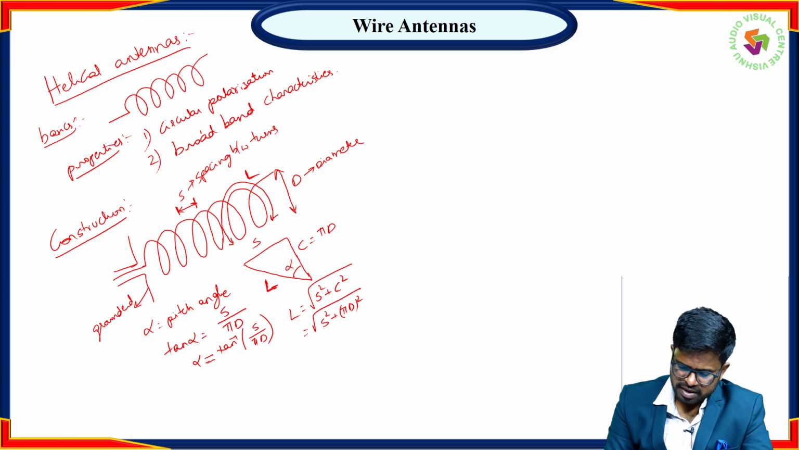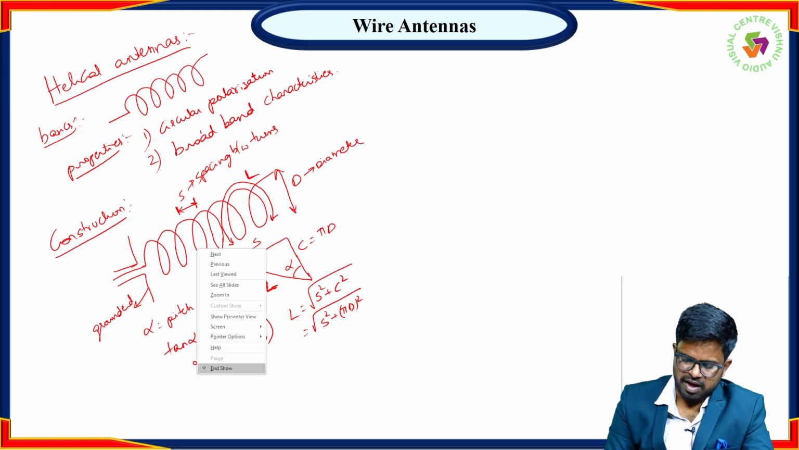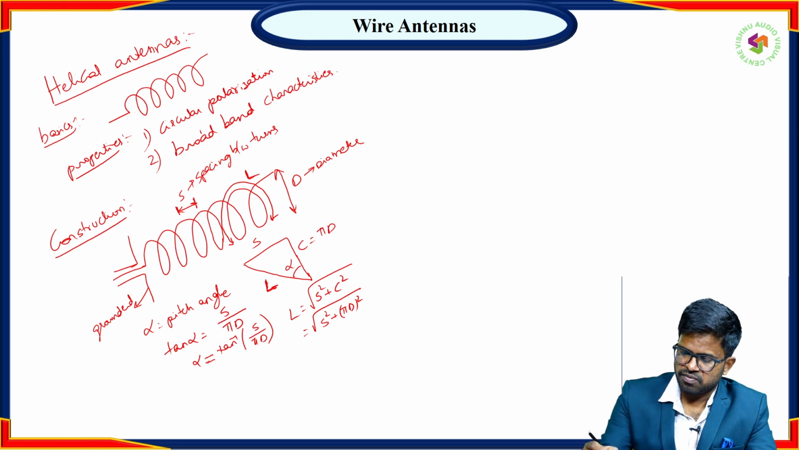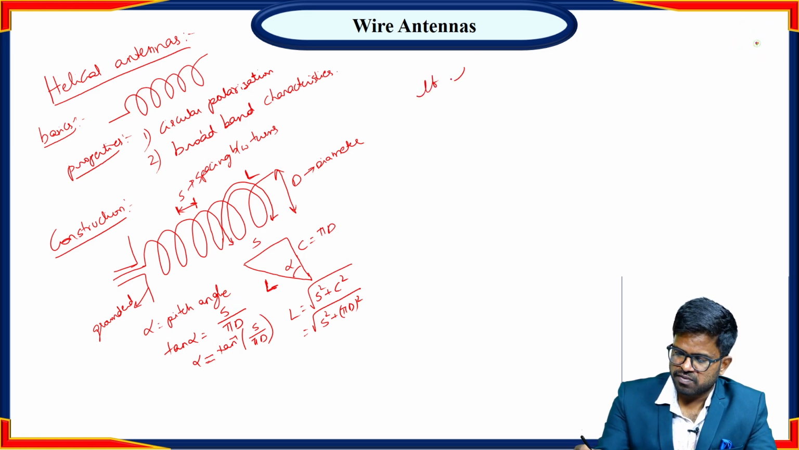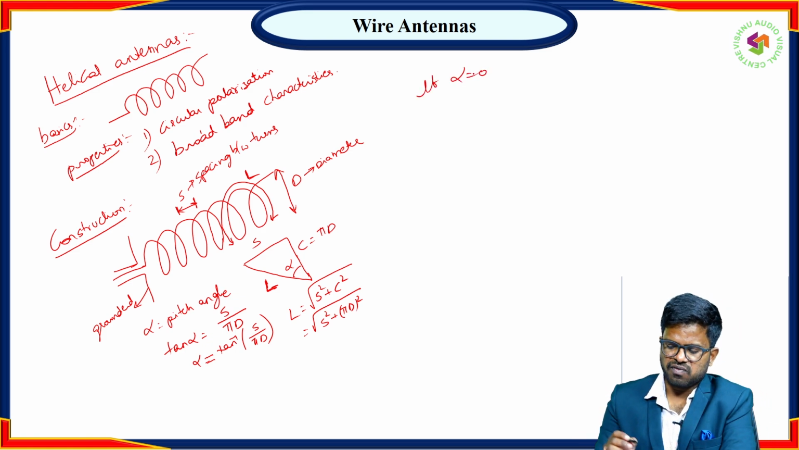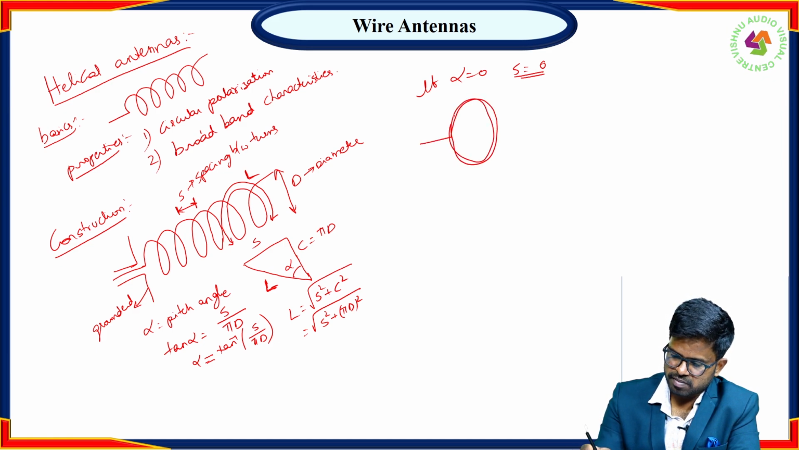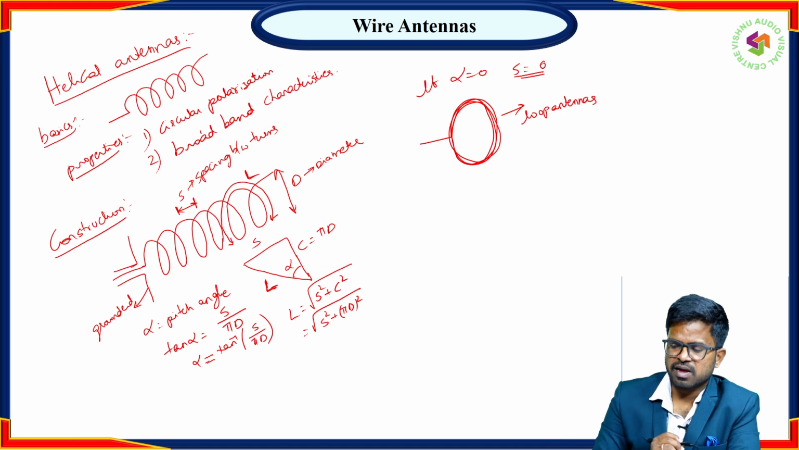Okay, then what is the use of this alpha? From this how can we conclude? If we take alpha equal to 0, what happens? The spacing S will be 0, then this helix will turn in the same place. Then it will act like a loop antenna.